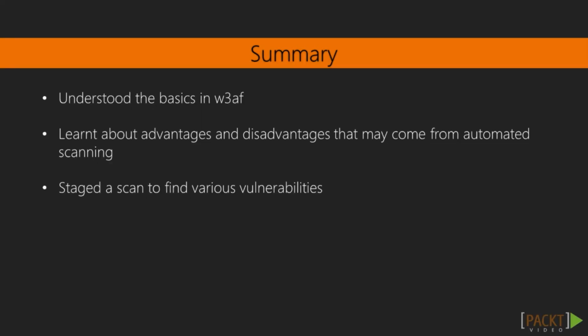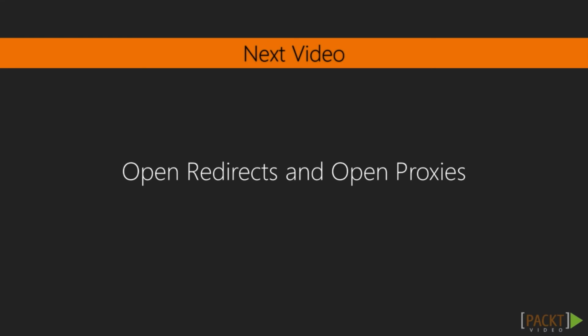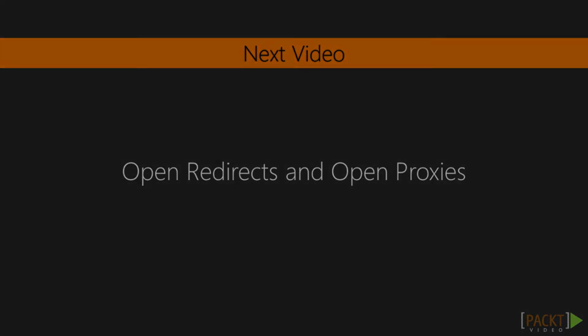So in this video we've understood the basics of WEAF. It has the exploits, you can look at the various maps of it, you've got the logs, and you can see the specifics of what it's found in the results. We've learnt about the advantages and disadvantages of automated scanning, and we've also staged the scan to find various vulnerabilities. It found the SQLI. In the next video we'll be looking at open redirects and open proxies.